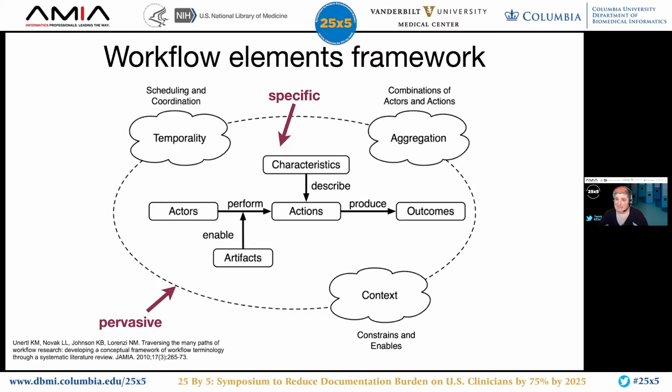So we've got the context part of, what is the organization? How do these pieces fit together? But we also have temporality, so the timing of actions and how they relate to each other in terms of scheduling and coordination. And then aggregation, as you add these different actions together, as you combine actors together, what happens at that point? And so that's really the socio-technical perspective that I have on workflow.